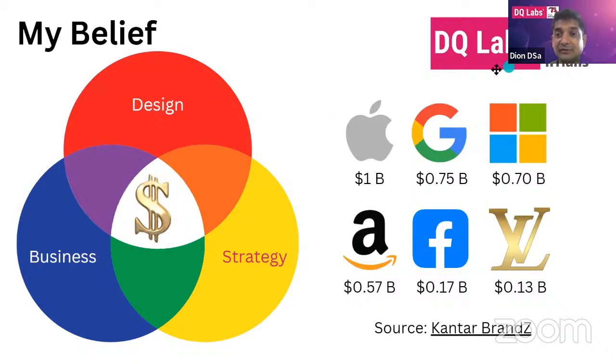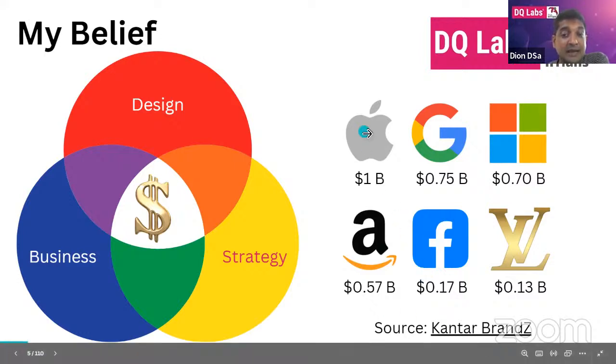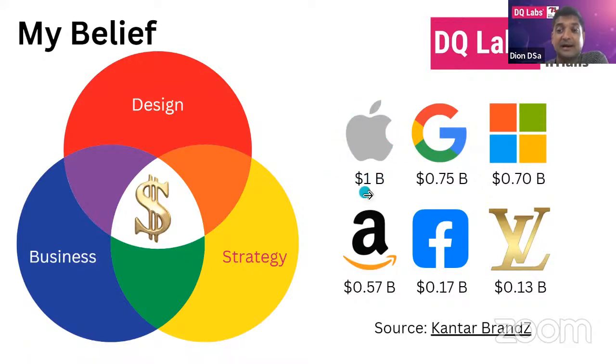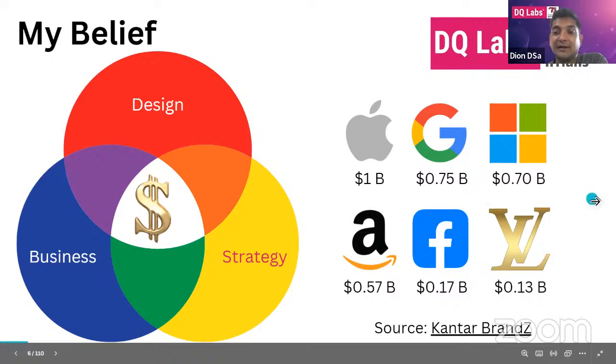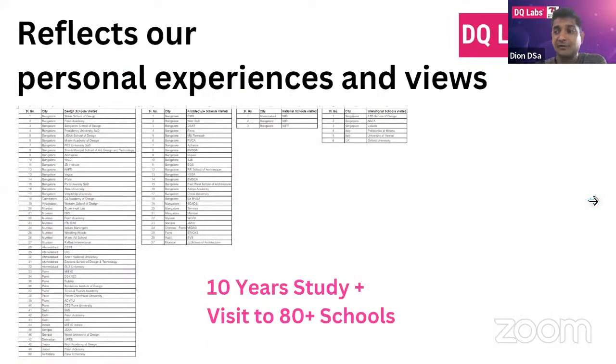And how do we know there's value created? We look at companies that exist today. If you see the brand value of these particular companies, it is tremendous. Apple's brand value is $1 billion. And these are all design-driven companies. Remember, design is at the forefront of what they do. So this is the value of these companies. Now, going into the details of this.